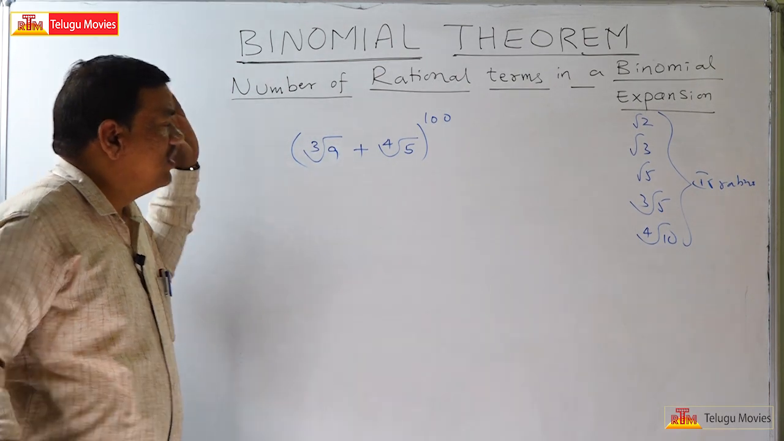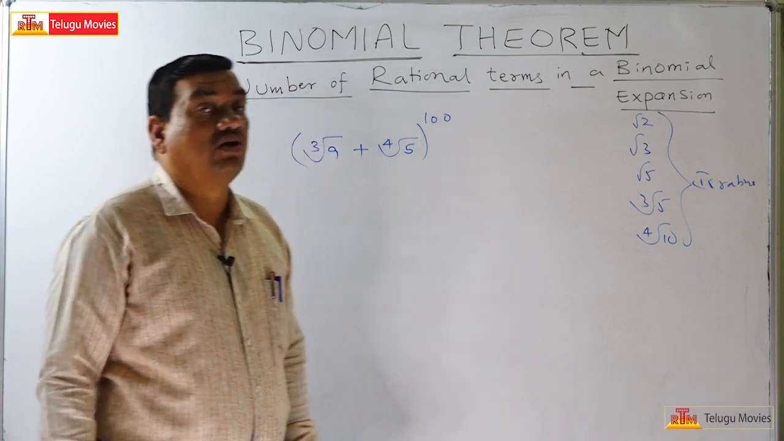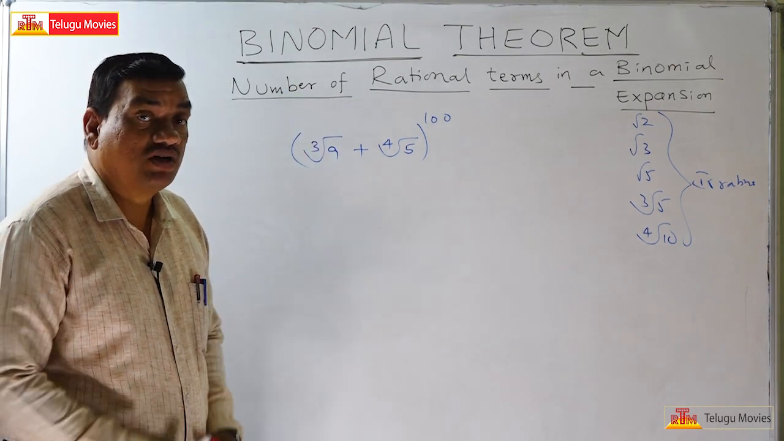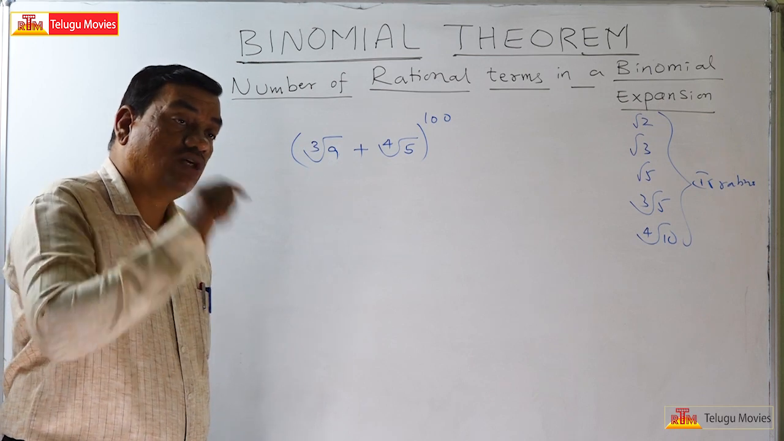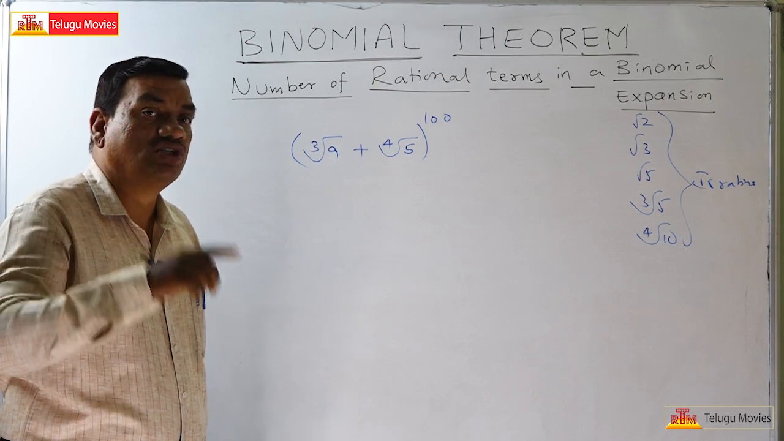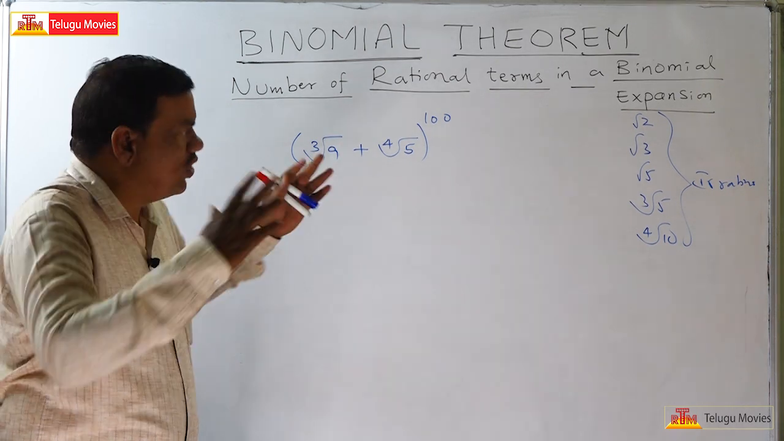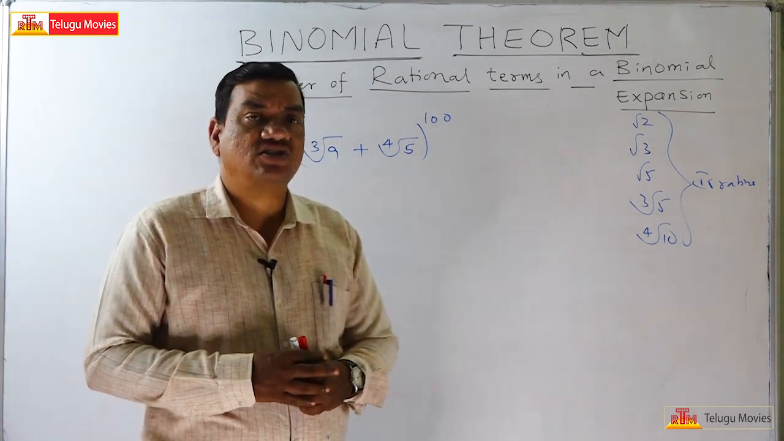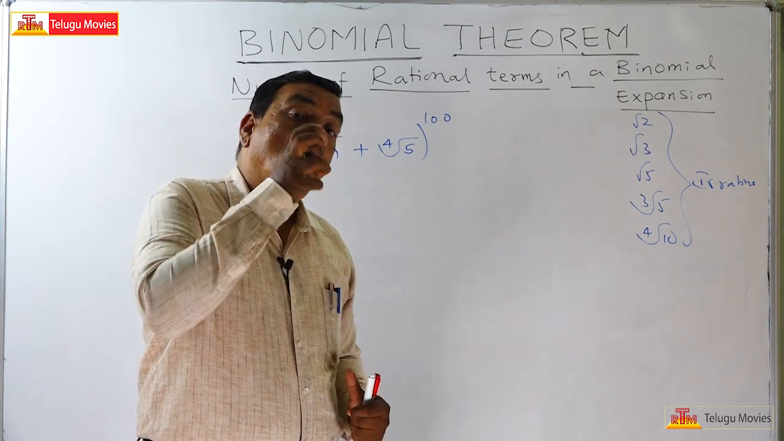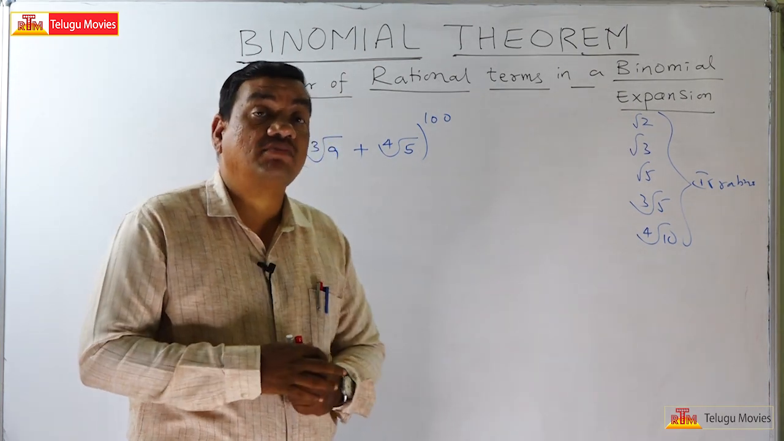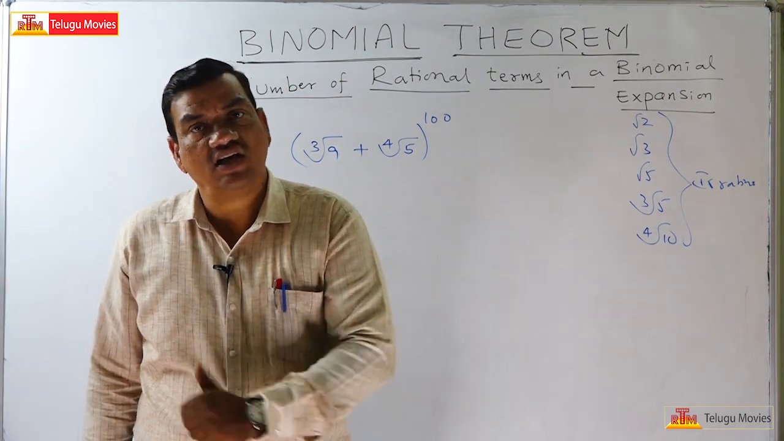Shall we do the expansion? In this expansion, 101 terms will come, then in those 101 terms we have to identify and count which is rational, which is irrational, which is rational, which is irrational. It takes so much time. So without doing all those expansions, how do we find the number of rational terms in a binomial expansion? Let us see that formula.